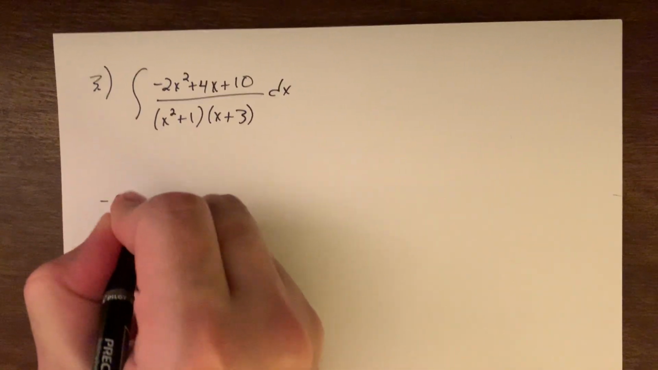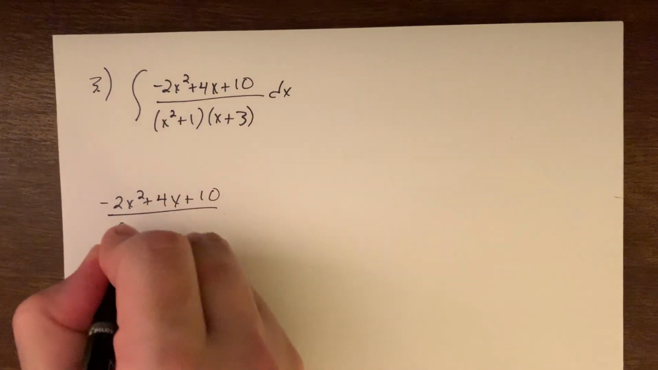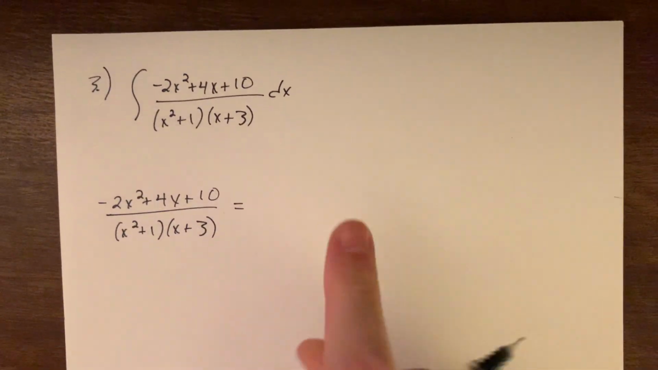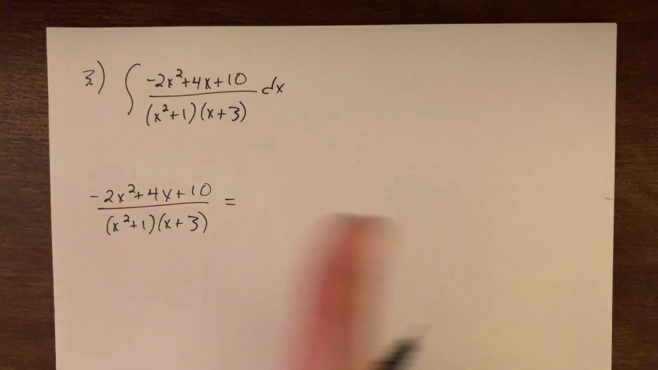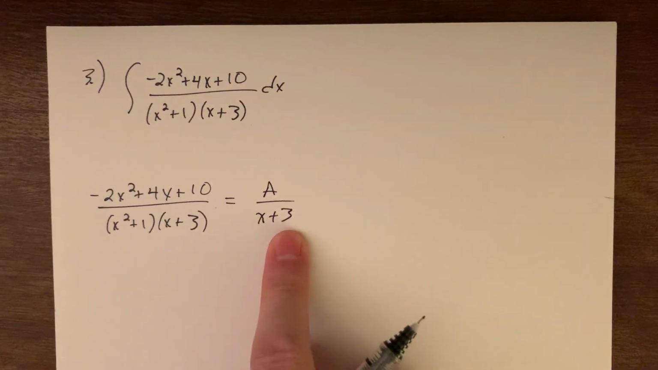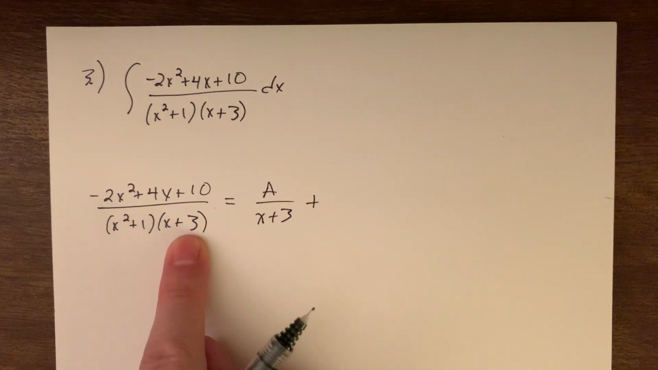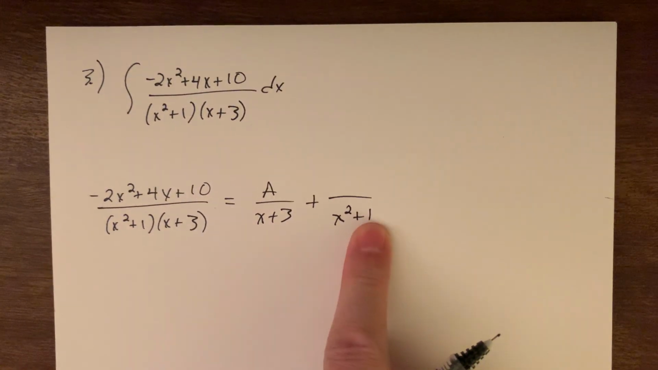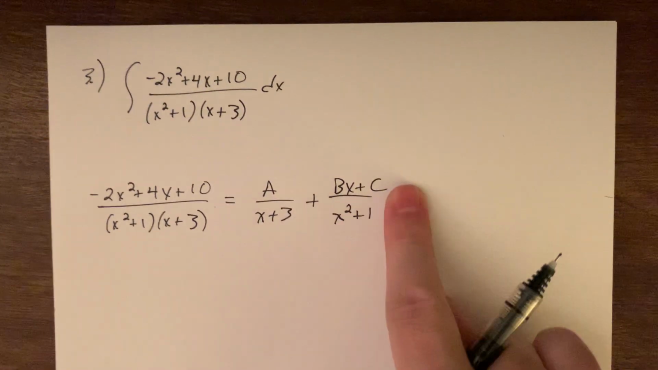So I have minus 2x squared plus 4x plus 10. Again, this is already factored. I don't care about the order. I'm just going to start with this one just because it's a little more basic. I'd have an a over x plus 3 on this side. And then that's it. There are only two factors, they're each to the first power. But just that this other factor is a quadratic, I need the bx plus c.